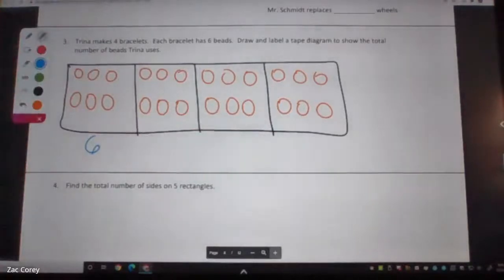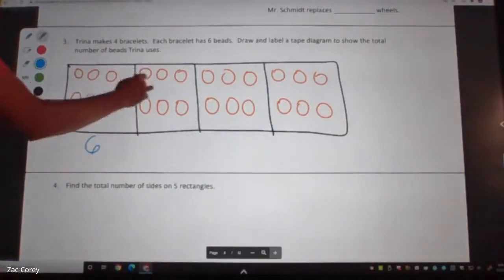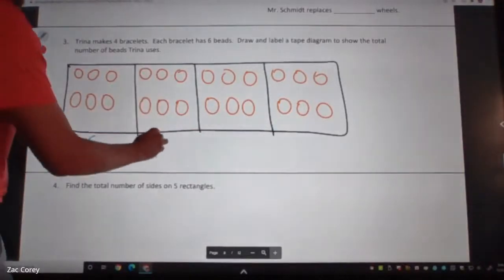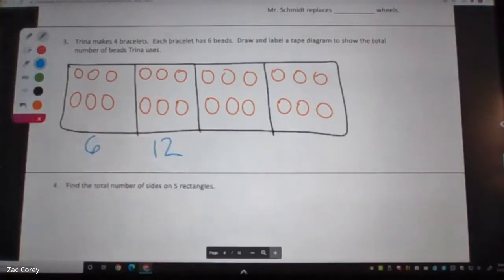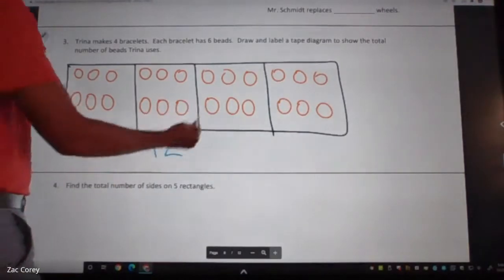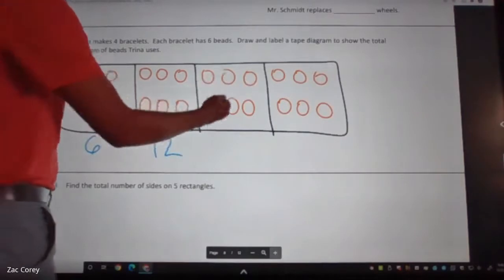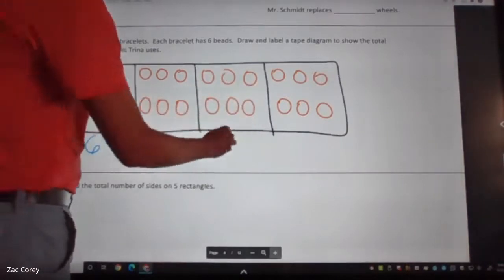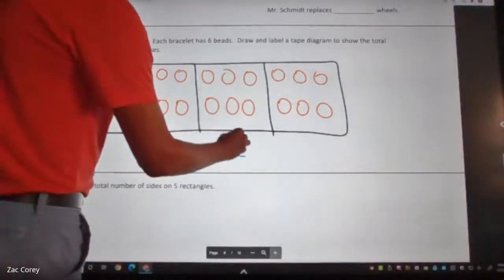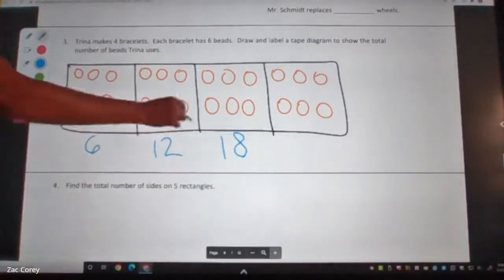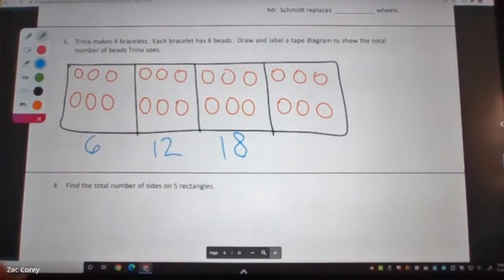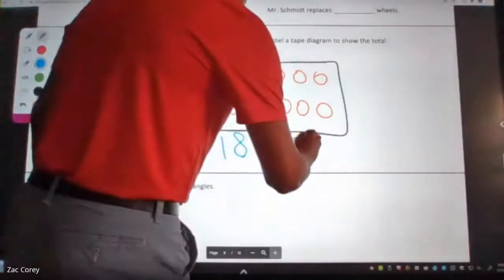Skip count by 6s. So if you know what 6 plus 6 more is, you would know that's 12, right? And then if you want to do 6 more after 12, we have 12, 13, 14, 15, 16, 17, 18. So if you're good at skip counting, you can already write 18. And then 6 more than 18 just means 18 plus 6, which is 24.